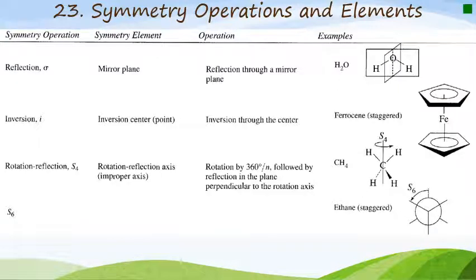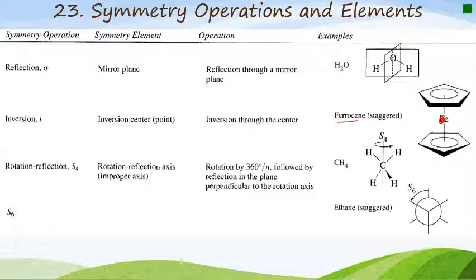Okay, we have reflections with the symbol sigma. The symmetry element is a mirror plane. The reflection is through the mirror plane itself, and the examples given are those vertical mirror planes in water. For the inversion center, we have the inversion point there, where we have inversion through a center point. So in this case, we see the example of ferrocene. The inversion center would sit on the iron itself.